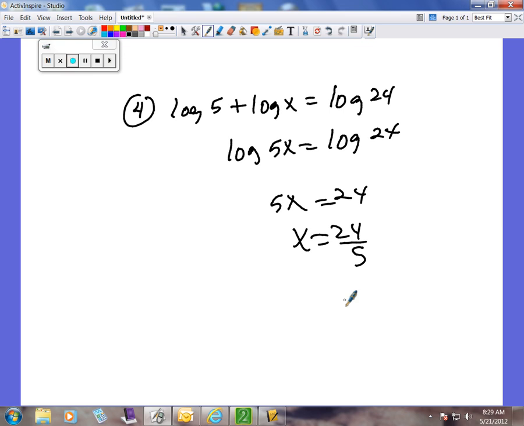So when you have a logarithm on both sides, combine the 2 and then you can set the logs equal. Take what they're taking the log of, set them equal, and solve that equation. Do number 6.